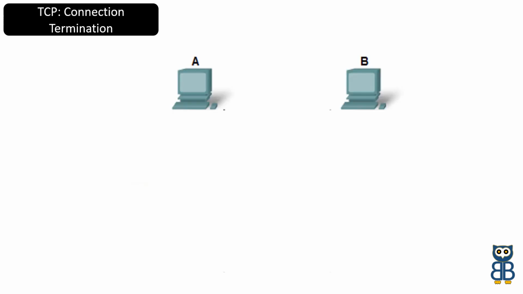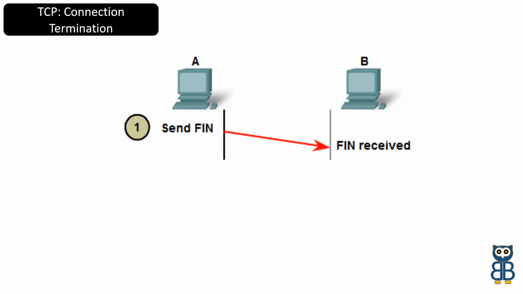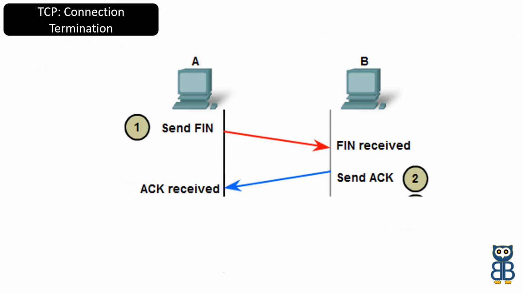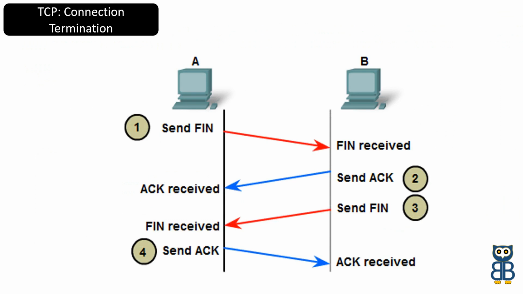Similar to connection establishment, there is one more process available to terminate the session. Let me explain. When the client has no more data to send in the stream, it sends a segment with the FIN flag set. The server sends an ACK to acknowledge the receipt of the FIN to terminate the session from client to server. The server sends a FIN to the client to terminate the server to client session. The client responds with an ACK to acknowledge the FIN from the server.